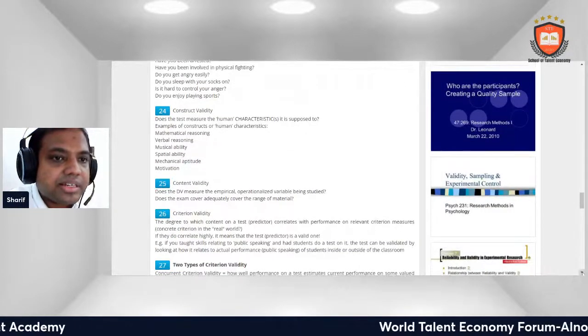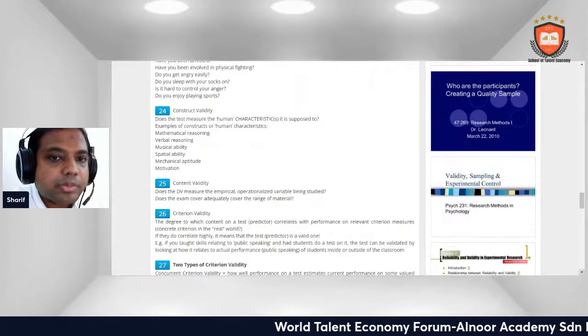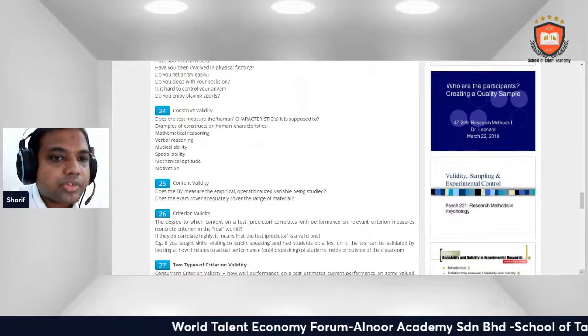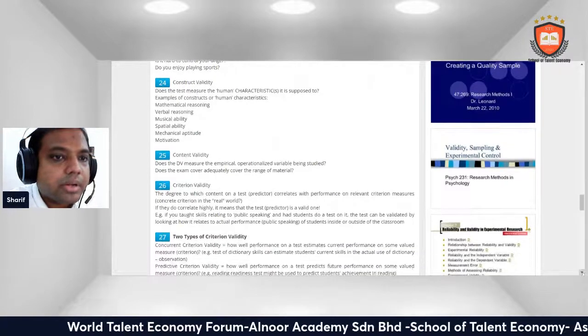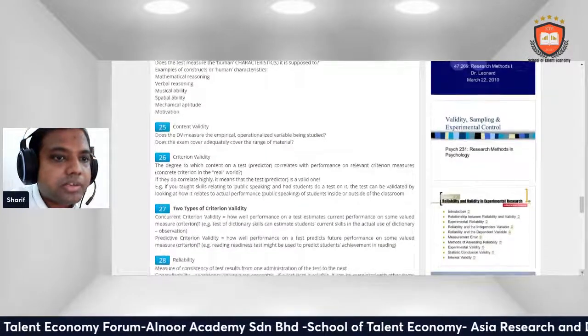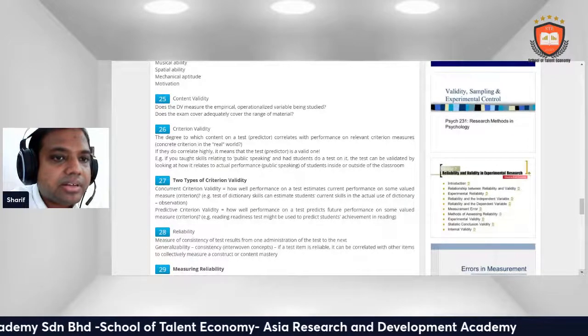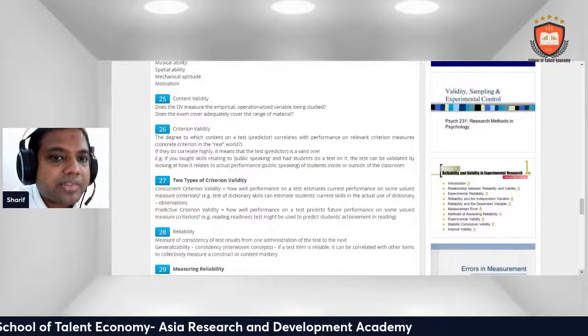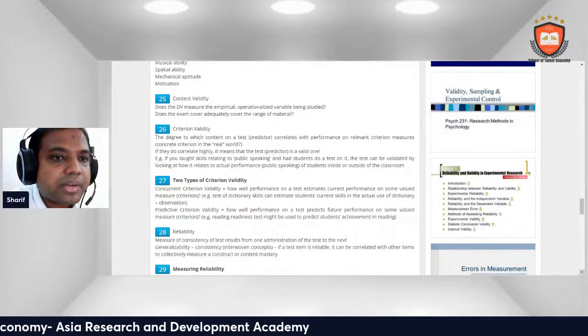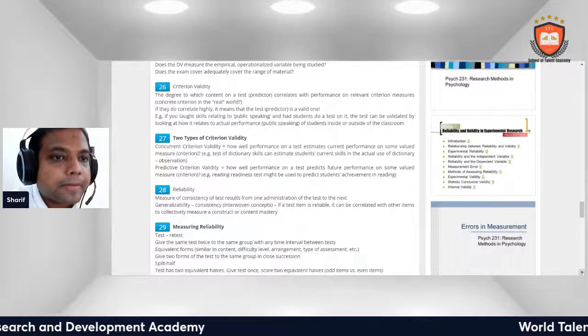Construct validity. Does the test measure the human characteristic it is supposed to? Examples of constructs of human characteristics: mathematical reasoning, verbal reasoning, musical ability, spiritual ability, mathematical aptitude, motivation. Content validity. Does the test measure the content it is supposed to? Does the sample adequately cover the range of material?